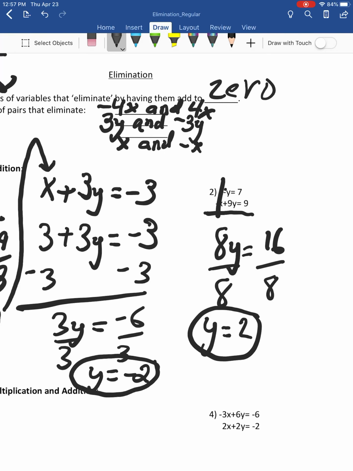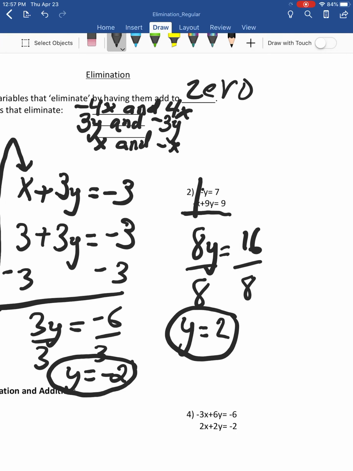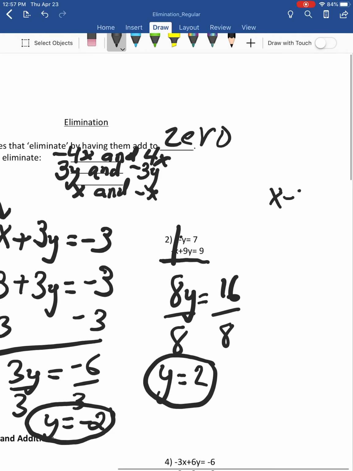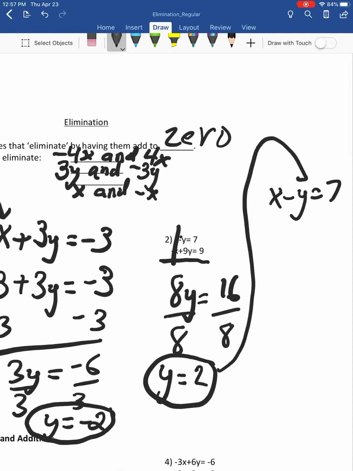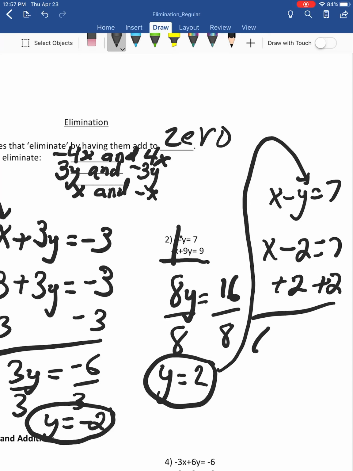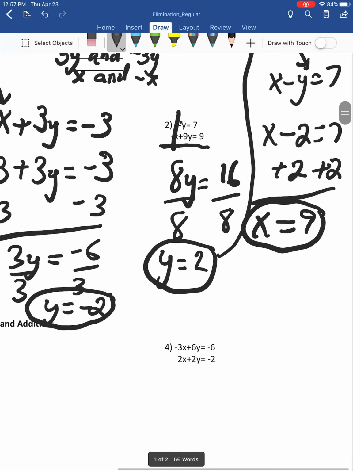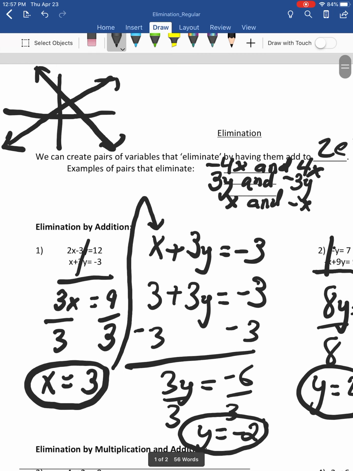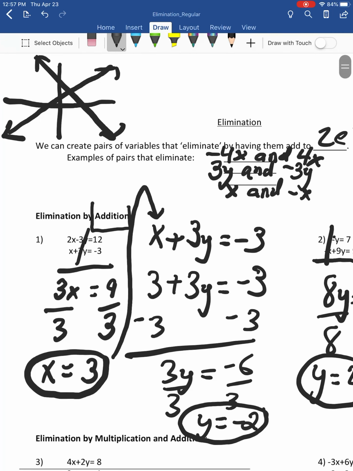So I'm going to take that and go into the top equation, which says x minus y equals 7. I'm going to stick the 2 in for y, so x minus 2 equals 7, plus 2 plus 2, x equals 9. All right, so this was solving by addition.